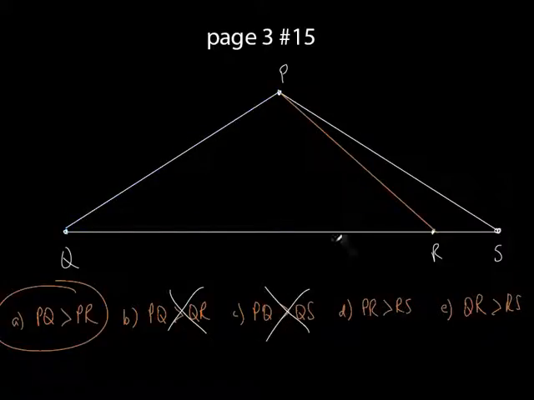PR and PS. Where's PR? PR is this orange one, and not PS, but RS. This one right here. Does PR have to be bigger than RS? Well, again, that all depends on where R is located. So if I took R, now right now, does PR look bigger than RS? Yeah, obviously it does.